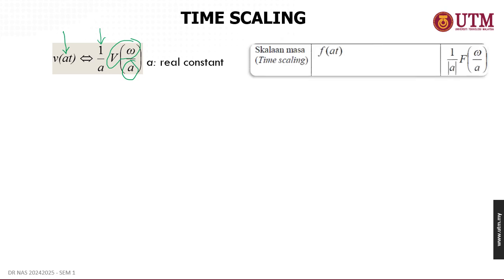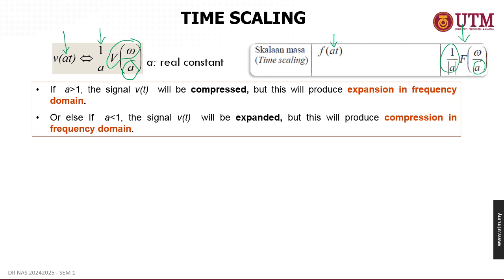If you refer to the Fourier transform table, if you have a signal scaled by a in the time domain, the Fourier transform, the signal in the frequency domain, is modified in amplitude and also in frequency. Just a recap: in the time domain, if you have a larger than 1, the signal will be compressed in t, but in the frequency domain, the signal will be expanded. But if you have a scaling factor less than 1 in the time domain, the signal will be expanded in time but compressed in the frequency domain.